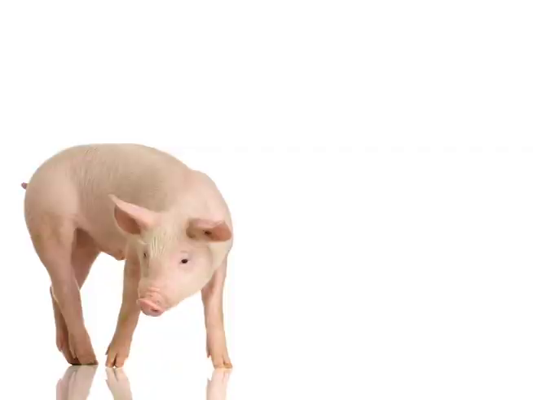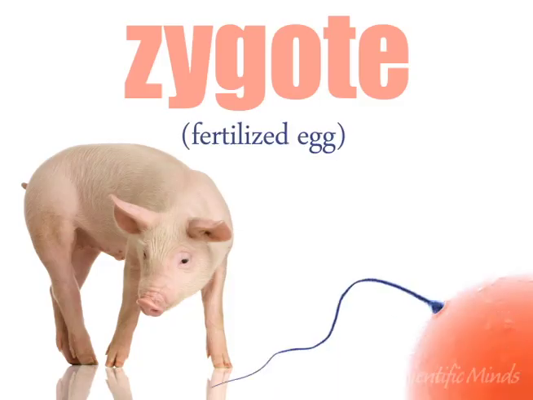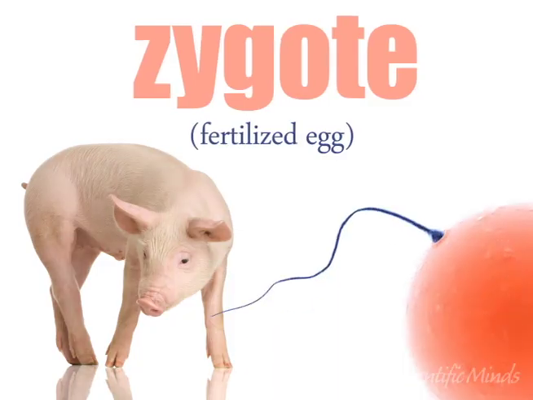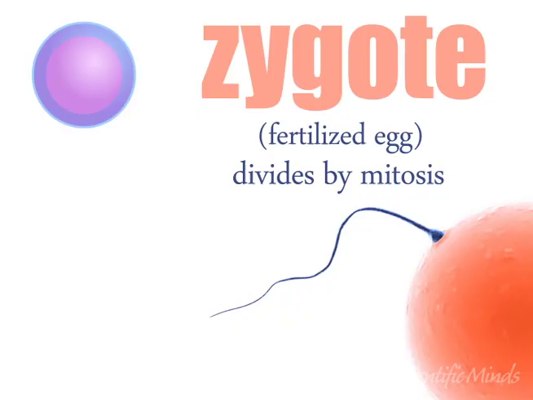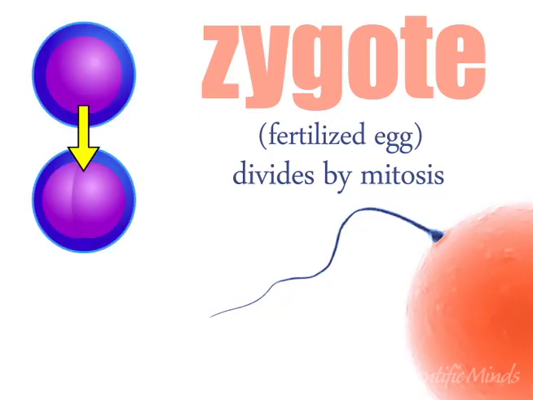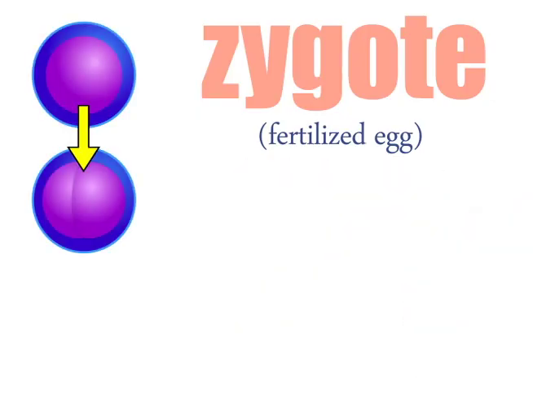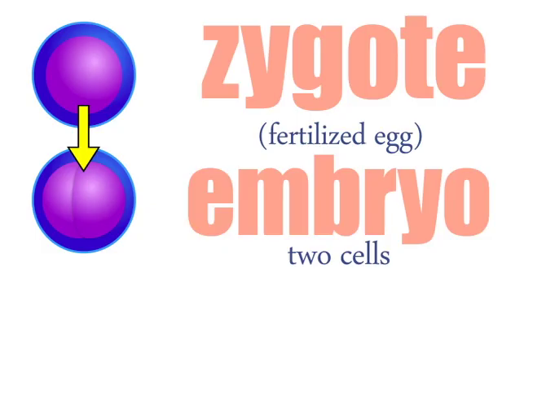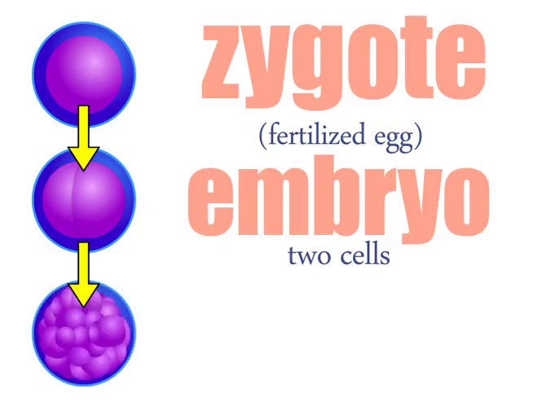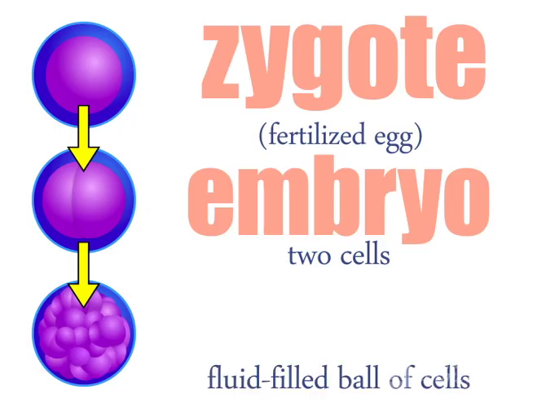Livestock growth and development, like that of most other animals, begins with a zygote or fertilized egg. The zygote divides by mitosis to form two cells. Once the zygote has divided into two cells, it is called an embryo. The embryo cells continue to divide and form a fluid-filled ball of cells called a blastula.